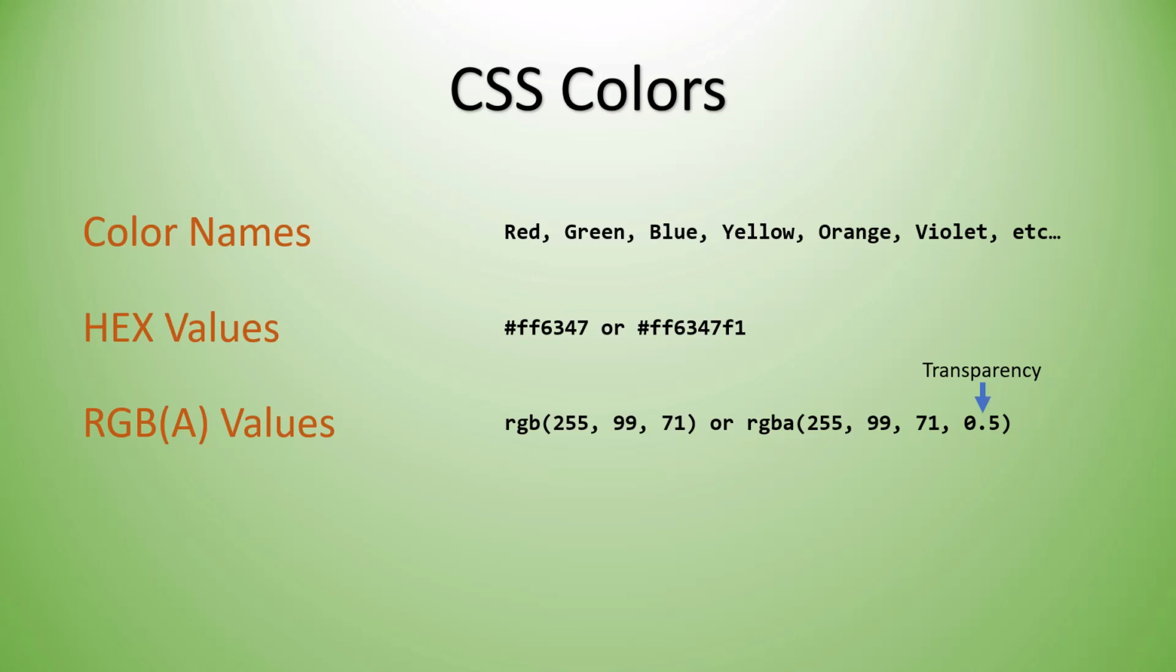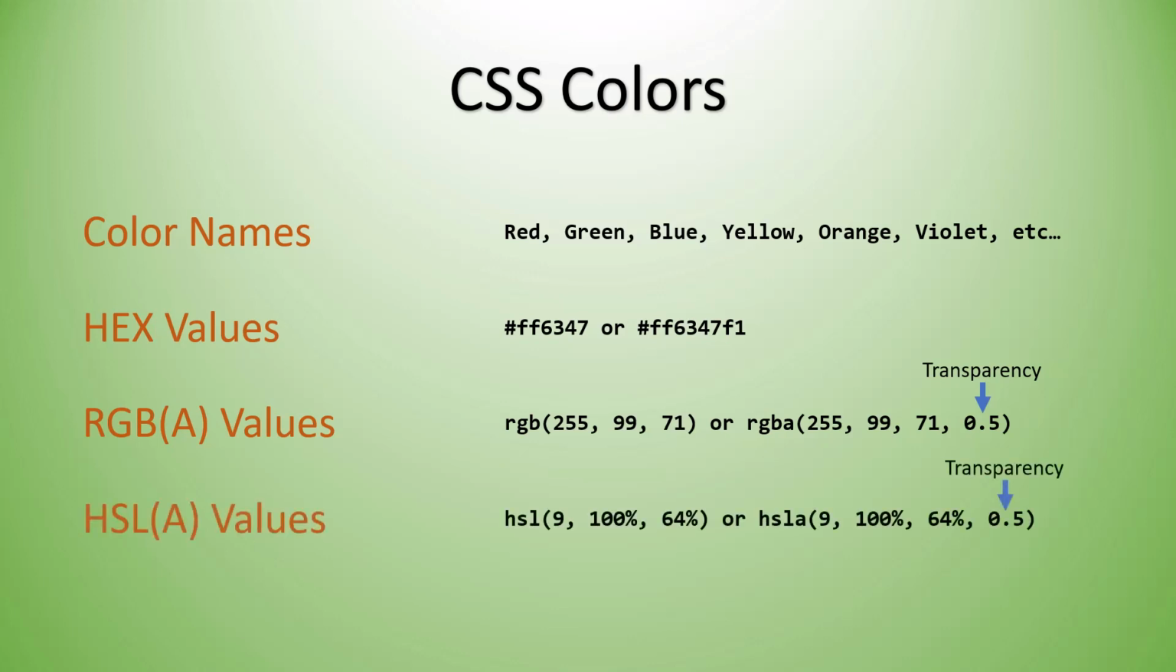Now on the right, you can see the RGBA method, which takes in 4 values. The first 3 are of course the same as RGB, which is red, green, and blue. And then the final value is going to be the transparency. Now this value needs to be a value from 1 to 0, where 1 is the most opaque and 0 is the most transparent.